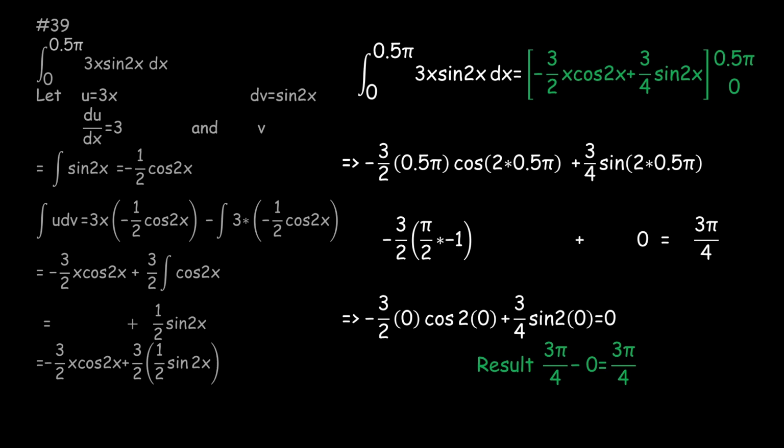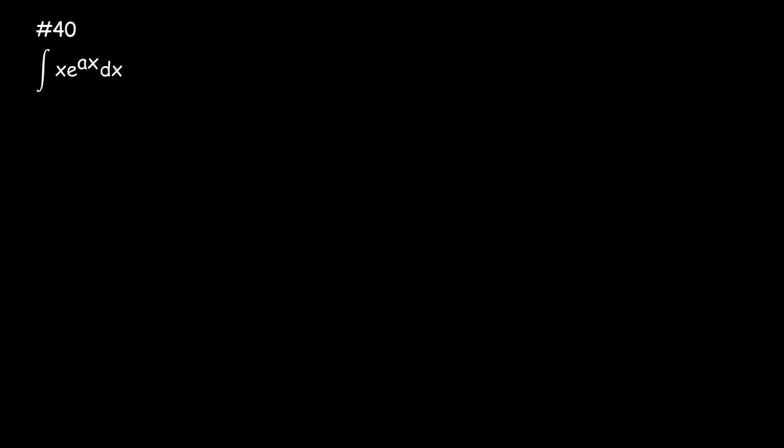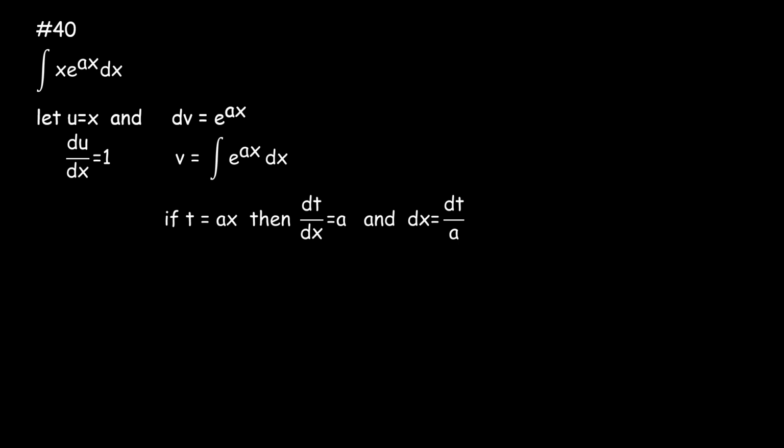Question number 40. We have the integral of x e to the power ax. Okay, so we're going to let u be x and e to the power ax be dv so that we can integrate it later. Okay, this would be du by dx, which is 1, and then v would be the integral of e to the power ax, which is 1/a e to the power ax.